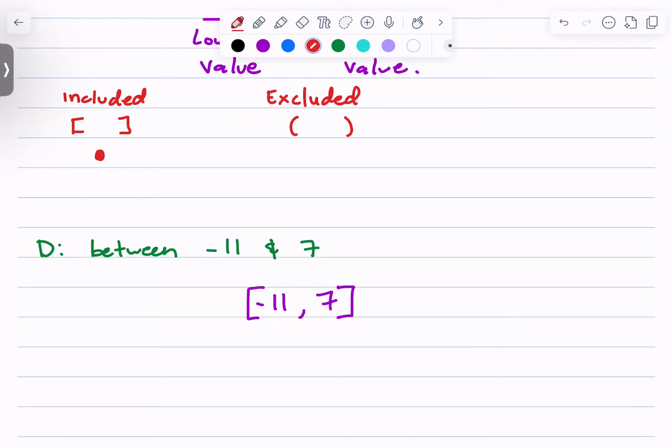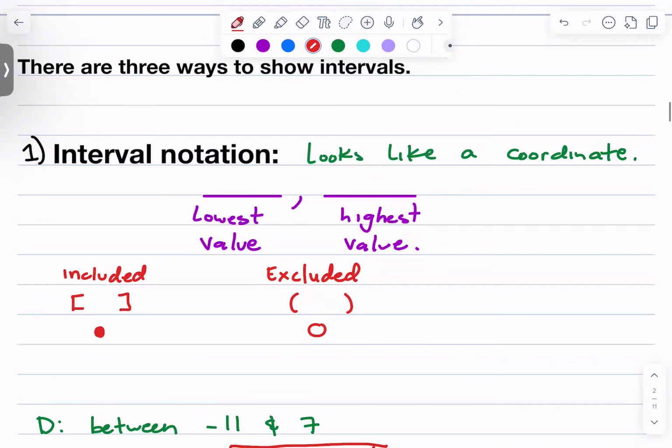Okay. And I also found out that if it's included, it will be a closed circle. And then if it's excluded, it would be an open circle. Okay. So that's how you would represent that interval in terms of interval notation. And now interval notation, you guys are going to use this from now till forever. Okay, this is just your first exposure of interval notation.